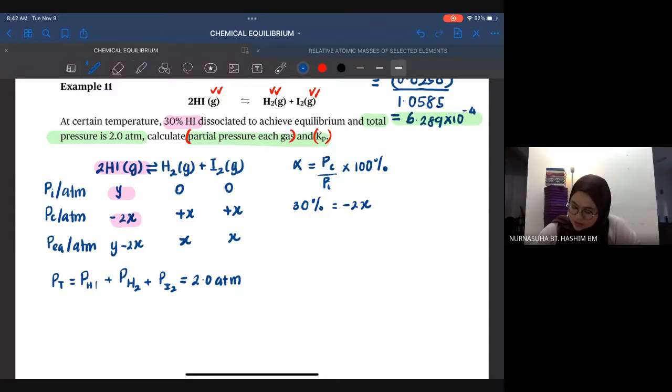Okay, so kita tak payah masukkan negative. Just masukkan 2x. Initial dia y times 100%. Okay, so we rearrange the equation. Ni 200x bahagi 30. Dapat berapa? 6.6667.